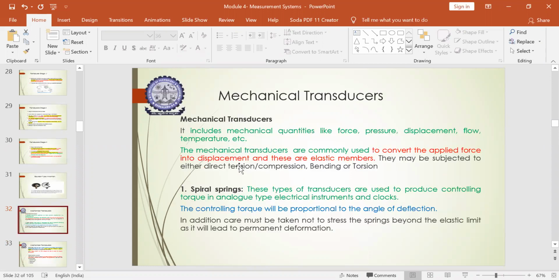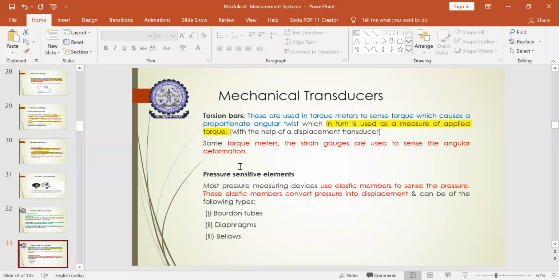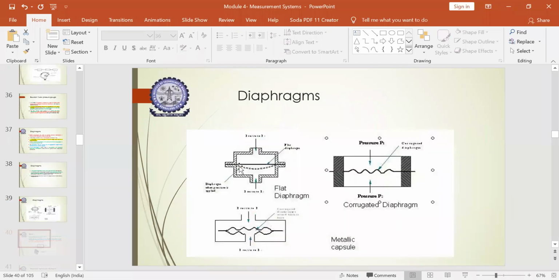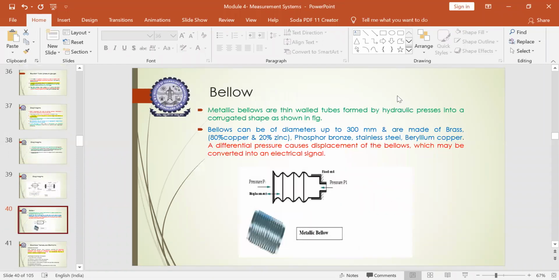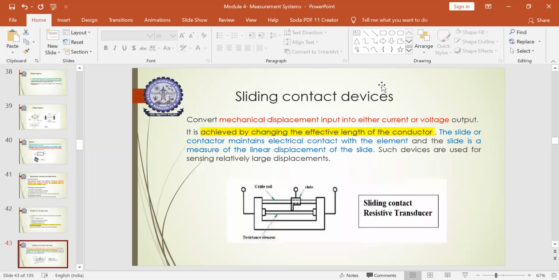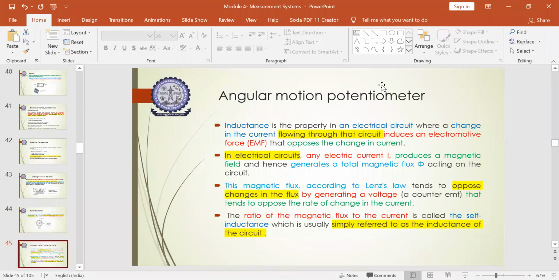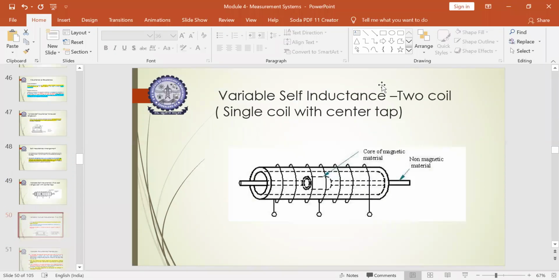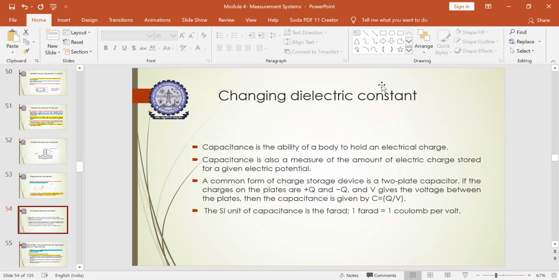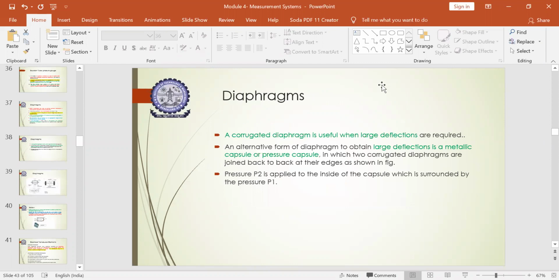So now these are in-depth classifications of the transducers. There are different types of transducers. One is a mechanical transducer. All these are mechanical transducers. Then it comes to electrical transducers, right? And you have capacitance transducers. So you have to go one by one.